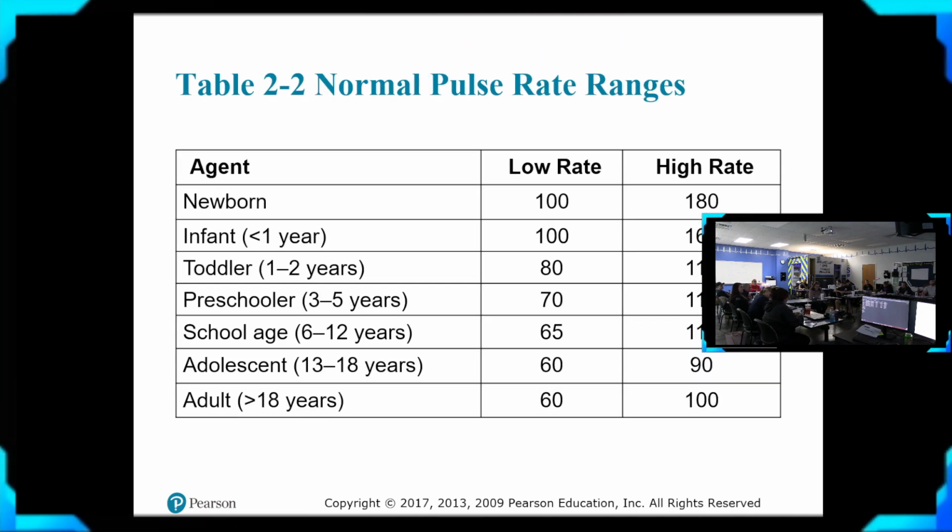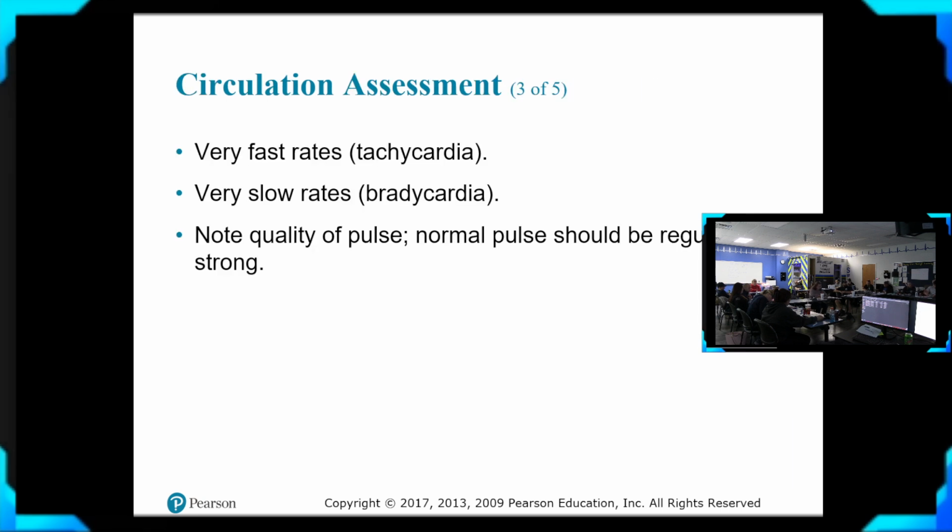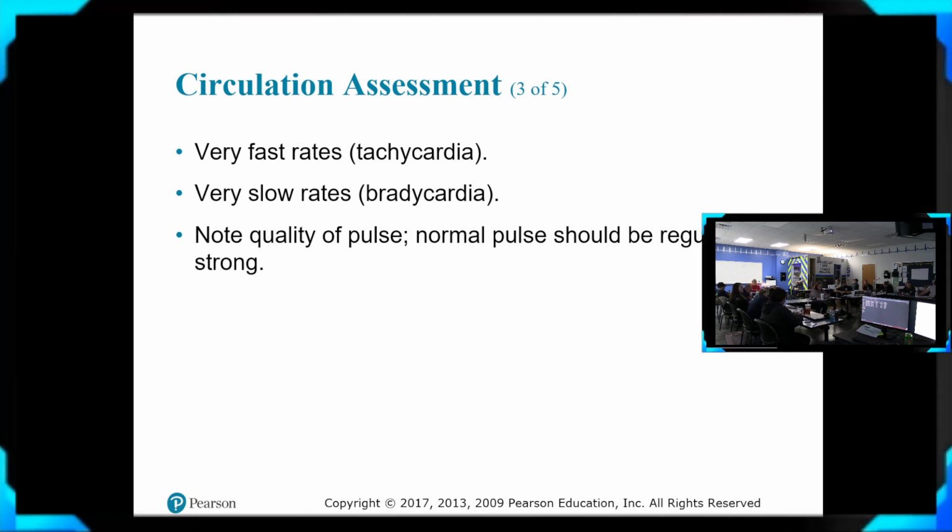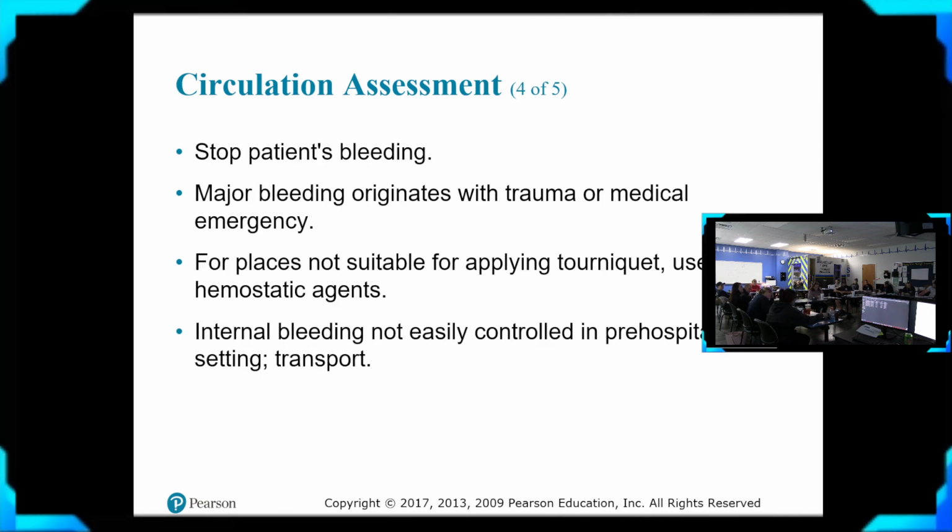Assess the pulse rate and quality. There are your pulses for a chart. That's on page 30. Tachycardia fast, bradycardia slow. Note the quality and if it's regular or not. If there's any major bleeding, address it and stop it. Apply pressure, use gravity if that's what your protocols say, or apply a tourniquet.